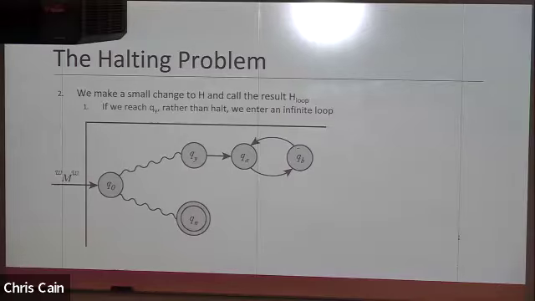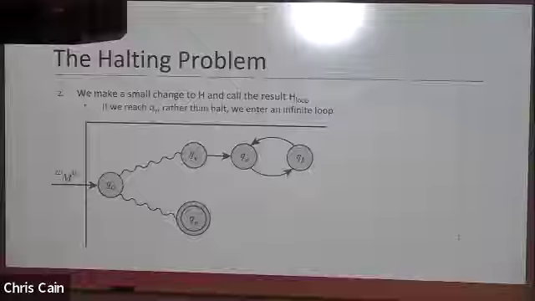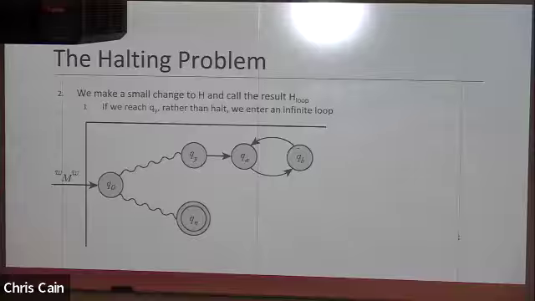So this is H loop, where we feed M W, and if M accepts W, we're going to enter an infinite loop. And if M does not accept W, we will halt and output that M does not accept W. We agree this is a Turing machine we could make? A legal Turing machine?